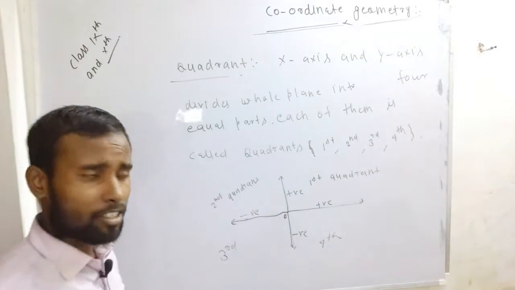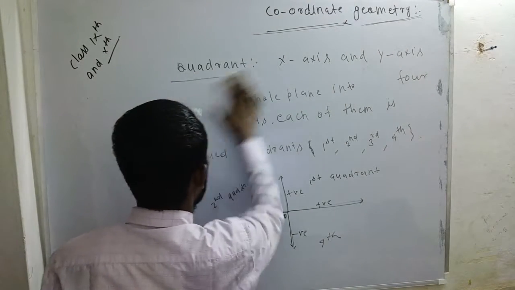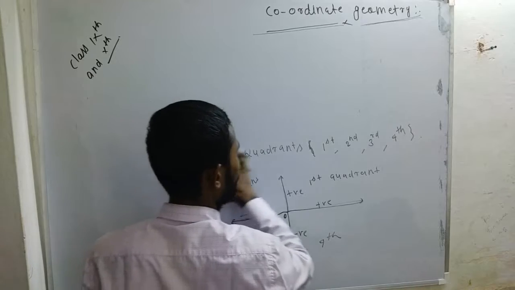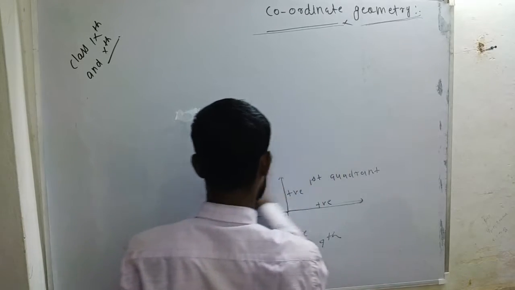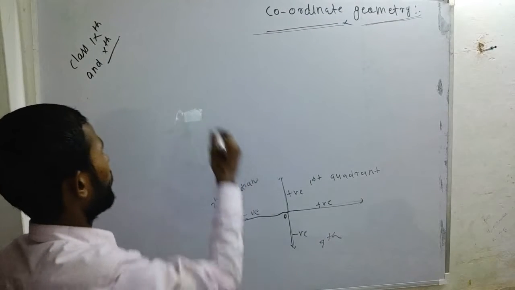Now we define the next term, which is called coordinate of a point.